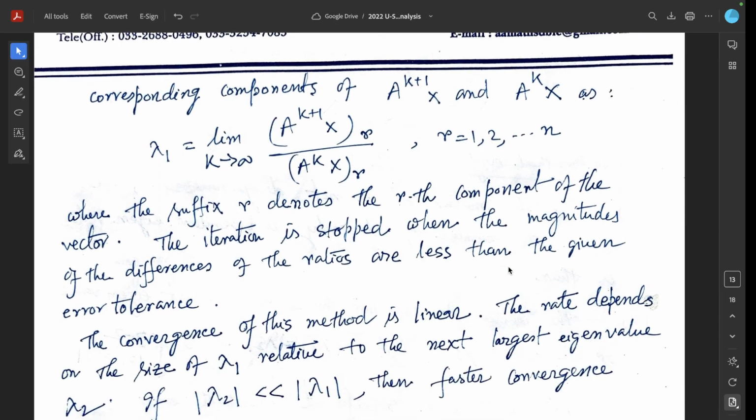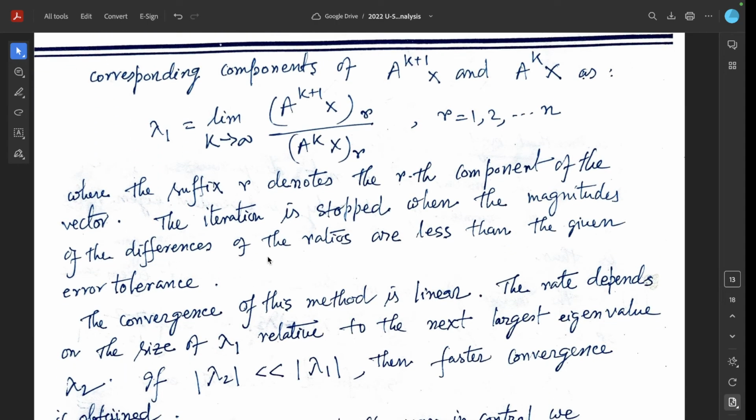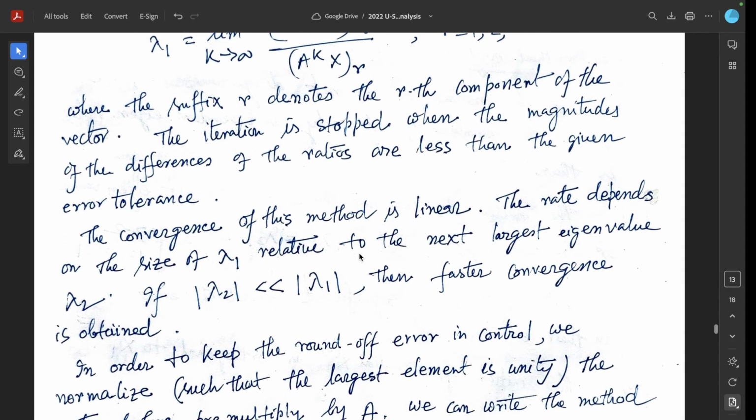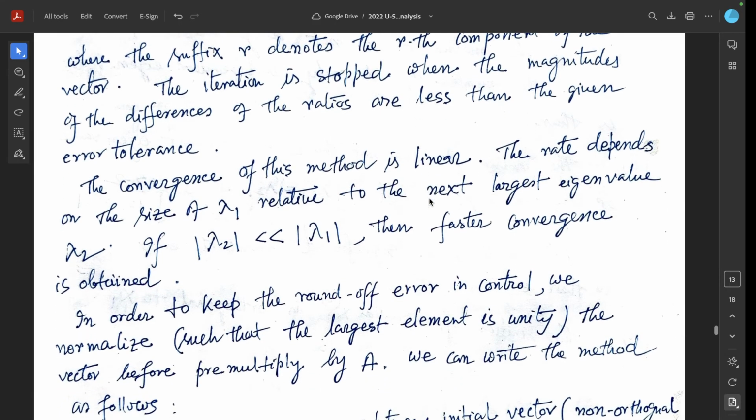The iteration is stopped when the magnitude of the differences of the ratios is less than the given tolerance level. The convergence of this method is linear. The rate depends on the size of lambda 1 relative to the next largest eigenvalue lambda 2. If the modulus of lambda 2 is much less than the modulus of lambda 1, then faster convergence is obtained. But the convergence is linear, so we get a large number of iterations, up to 100, 125 and so on.